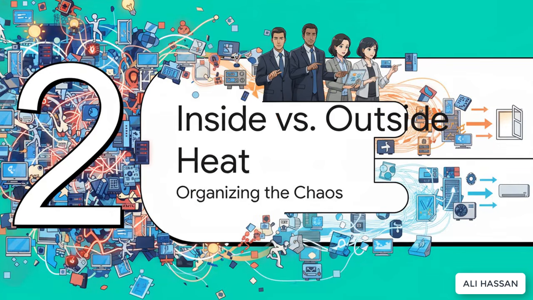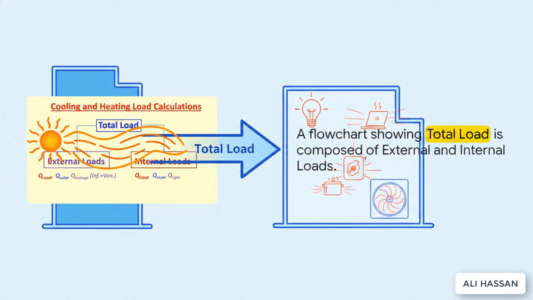With all these different sources, it can seem like total chaos. So to get a handle on it all, engineers do something really smart. They group everything into two main categories, and that makes this whole problem way easier to solve. And this flowchart shows you exactly how they do it. The total load, that's all the heat your AC has to deal with, is just the sum of two things. External loads, which is all the heat trying to get in from the outside, and internal loads, which is all the heat being created inside.